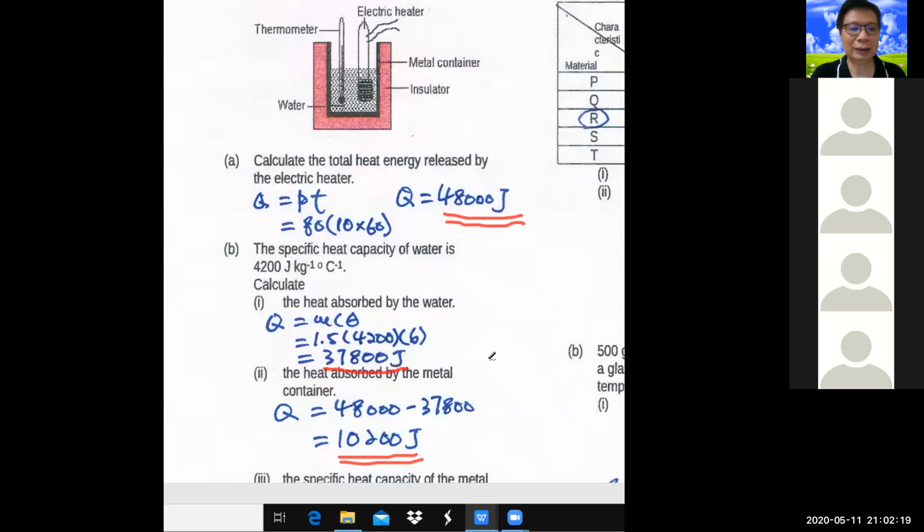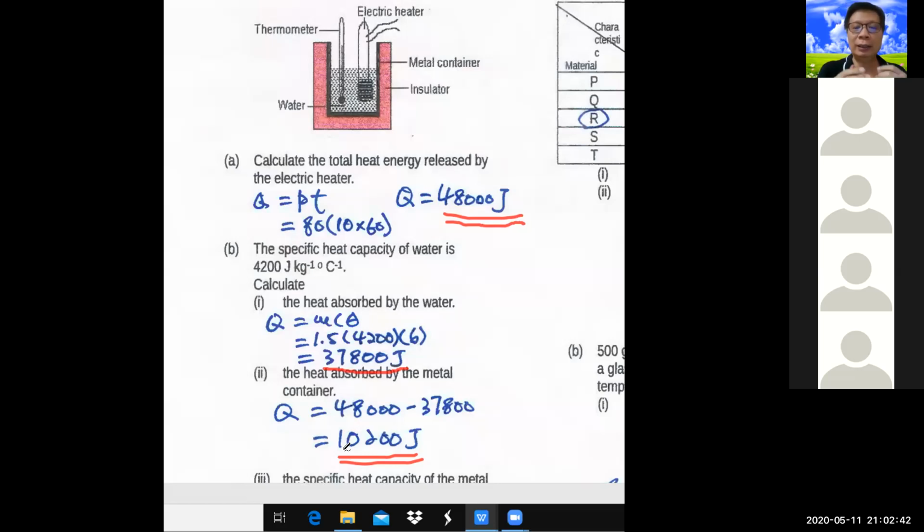Because what is the reason? Heat, because of heat capacity. Yes, correct. Can you explain a little bit? The metal container has a small heat capacity. Yes, that is correct, compared to water. Very good. Okay, the metal container's specific capacity is smaller.